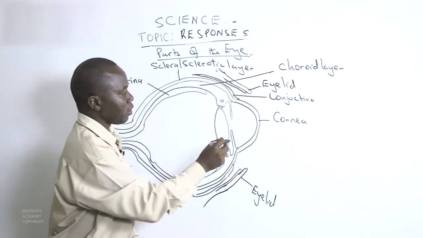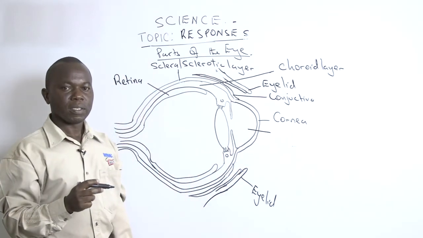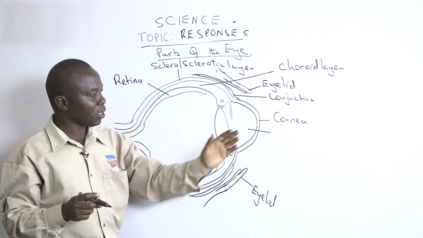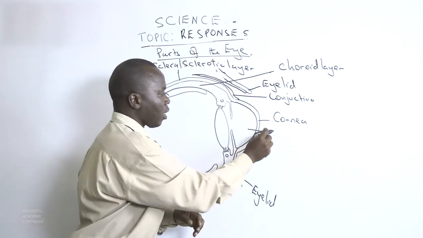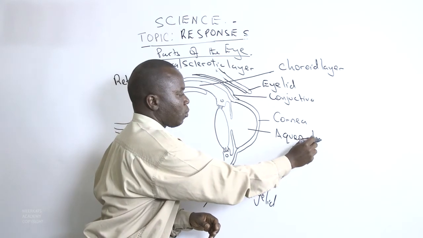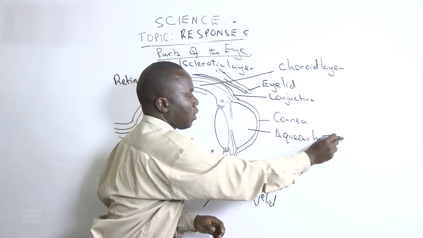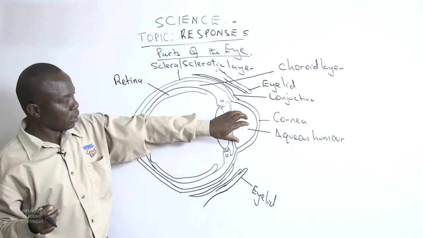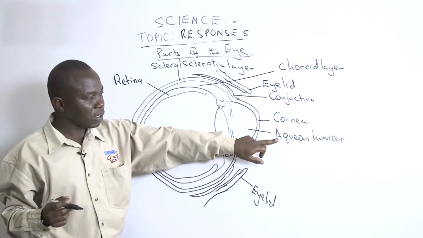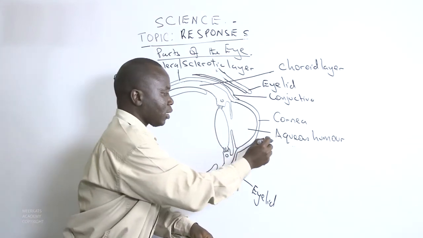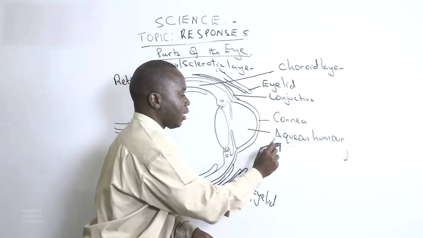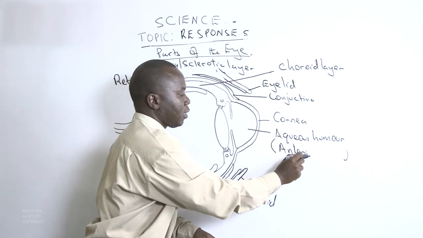Other parts: we have a clear fluid found just beneath the cornea. This one is called aqueous humor. Aqueous humor is found in a chamber. This is a fluid-filled space. The fluid is aqueous humor, and that chamber is called the anterior chamber.